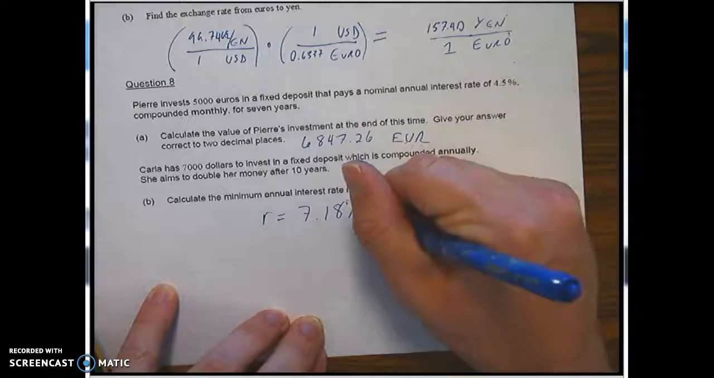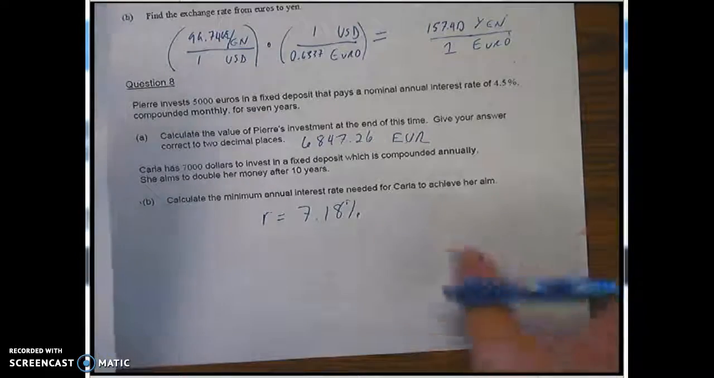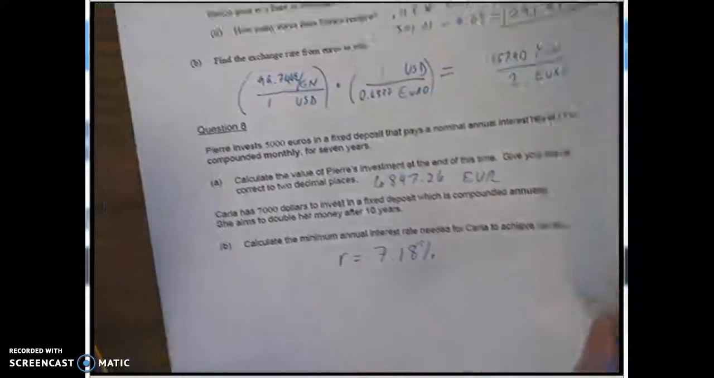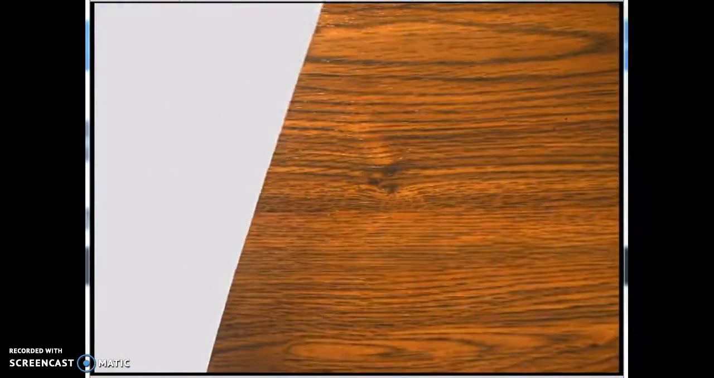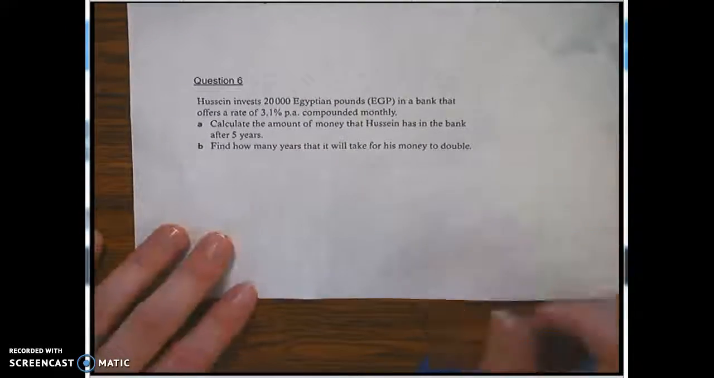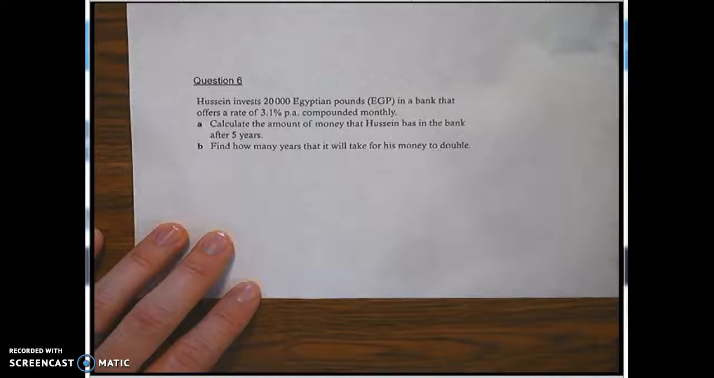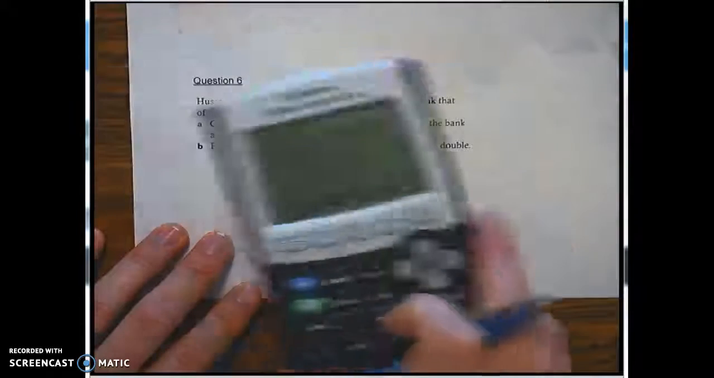So you can see that these compounding questions are significantly easier than the currency questions. Let's do one more since we have the time. Let's do number 6 here. That one looks good. Hussein invests 20,000 Egyptian pounds in a bank that offers a rate of 3.1% per annum compounded monthly. Calculate the amount of money Hussein has in the bank after 5 years.